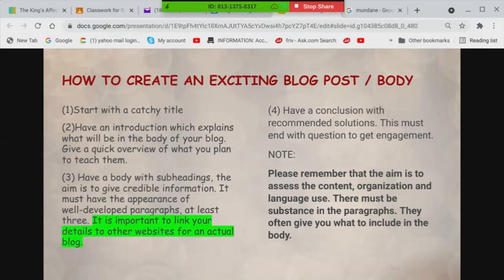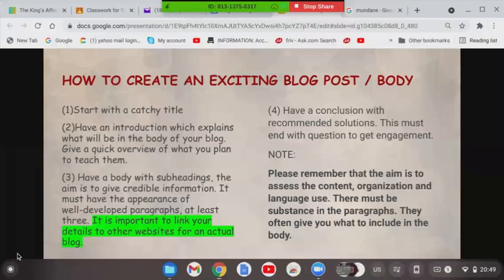Again, we're going to separate it into the body paragraphs just to get it looking like 3 paragraphs. Then now for the blog, we end with a conclusion. And the conclusion would express recommendations, or as we call it, solutions. And then we end the blog with a question. So here is a typical sample blog.